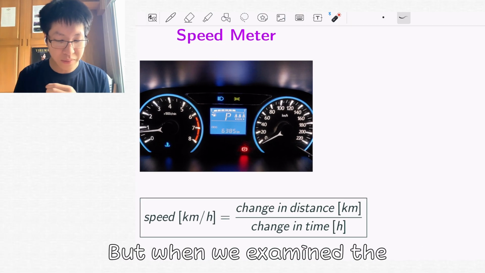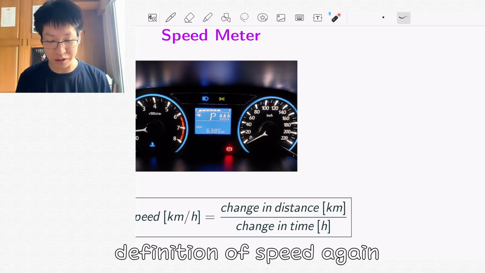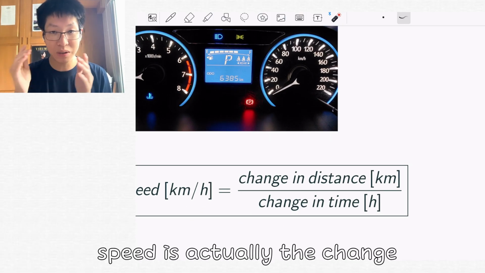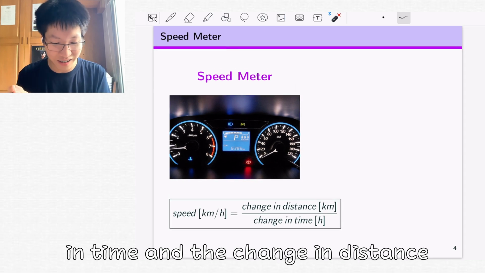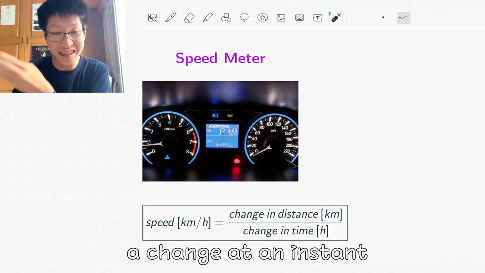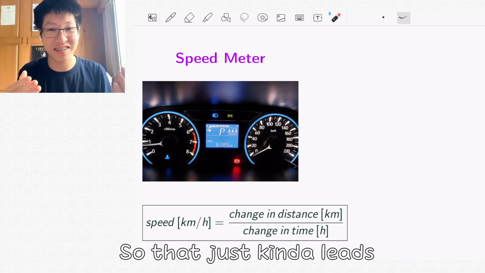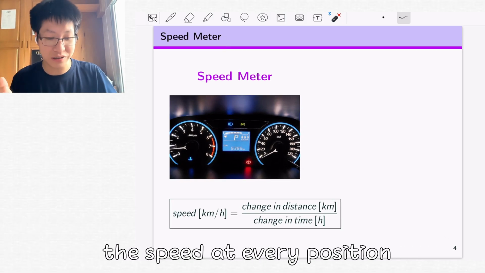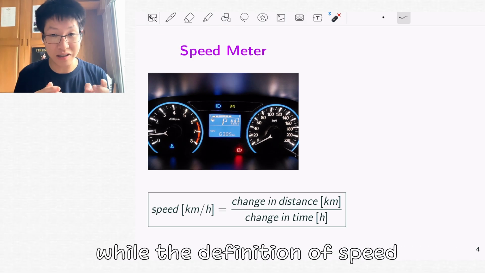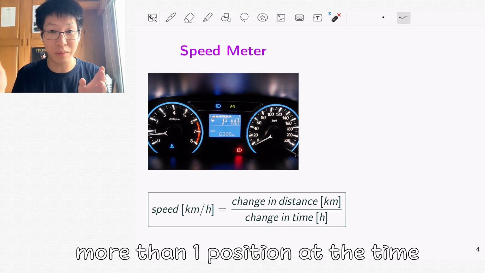But when we examine the definition of speed again, we find that speed is the change in distance over the change in time, right? But we can't really have a change at an instant. So that leads to the question of how your car determines the speed at every position, while the definition of speed literally has to have more than one position at a time.